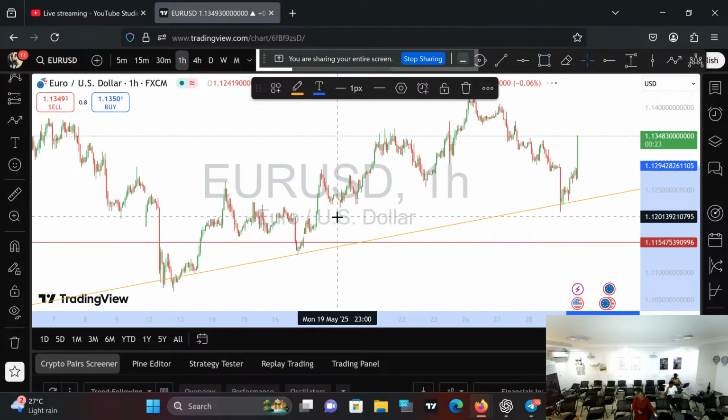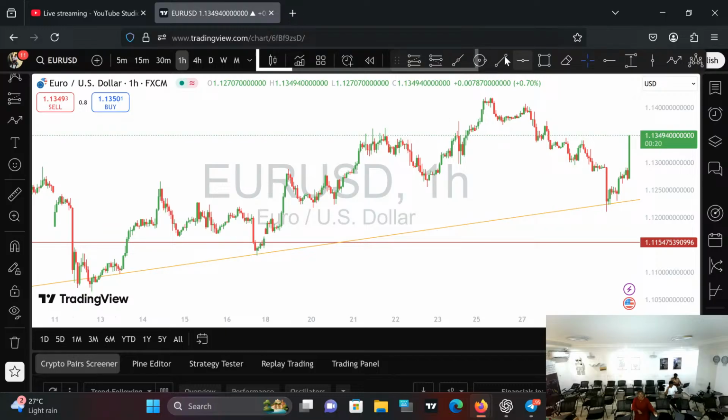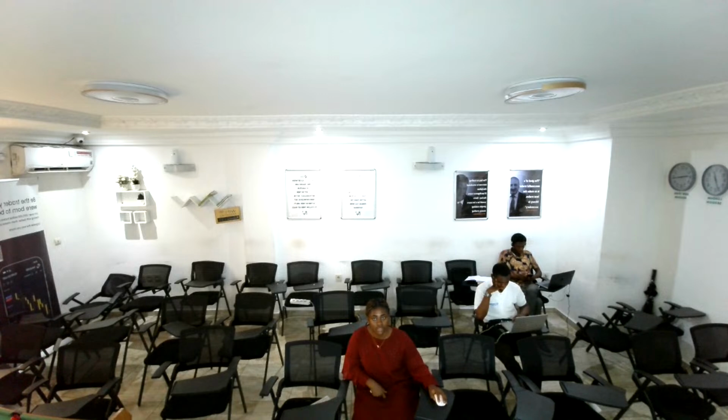On the 1 hour, we can start here and say, okay, we have a break here. Just basic market structure moves. Another break at this point. You don't need to complicate anything in the market, okay? So now, if you look, the market is in an uptrend, so we're looking for buy opportunities.